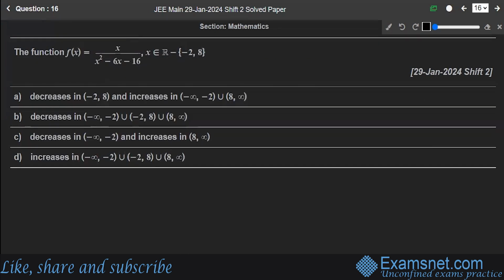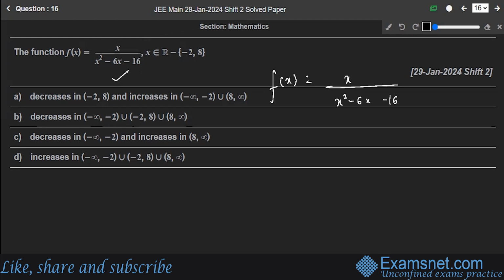Question number 16, the function f(x) is equal to x upon x squared minus 6x minus 16, where x belongs to real numbers except minus 2 and 8. This decreases or increases in this interval. I'm not going to read the options. I'm just going to solve it and then I'll go with the answer and then we'll check. Okay. You have this as f(x), x upon x square minus 6x minus 16.